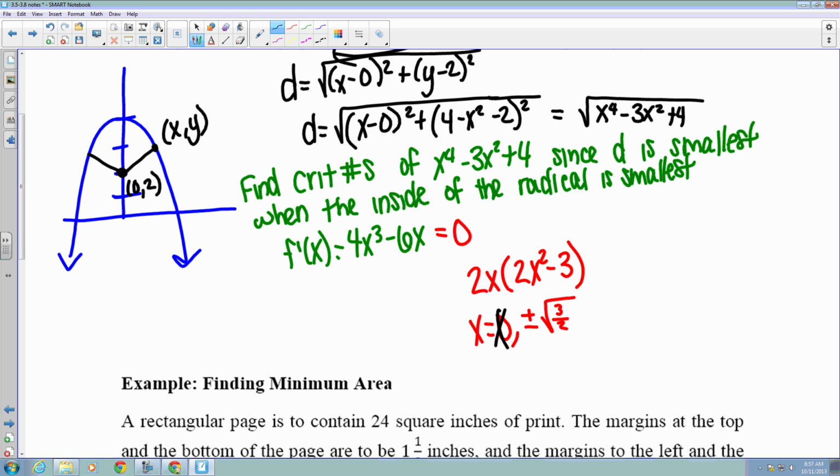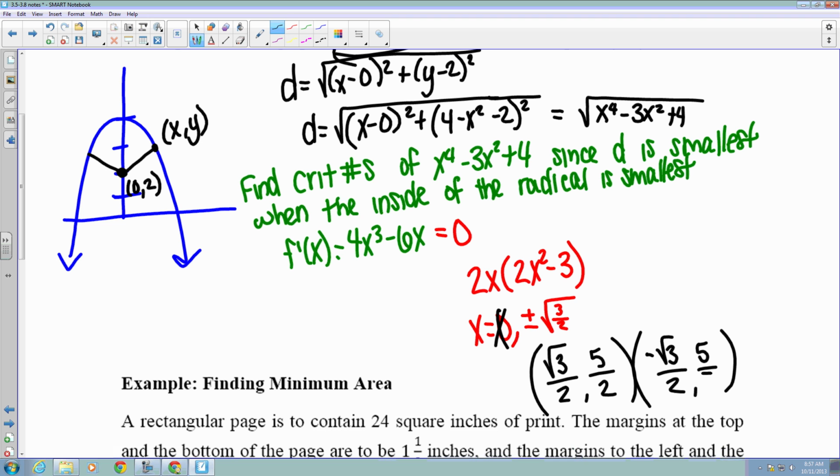And we know that we're going to use both of them because they would be the same distance away from (0, 2). So we need to put those in for x to find out what the y values are. We get 5 halves both times, which would make sense. We would get the same thing.